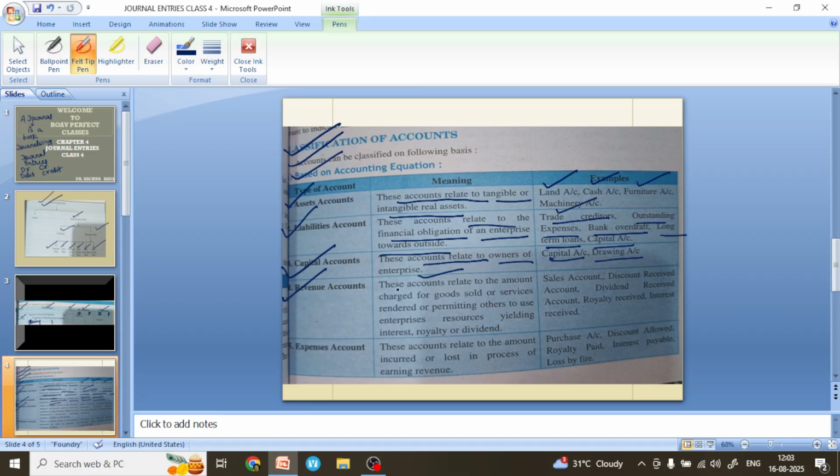Revenue accounts are accounts related to amounts charged for goods sold or services provided, or for permitting others to use the enterprise's resources, yielding interest, royalty, dividend, etc.